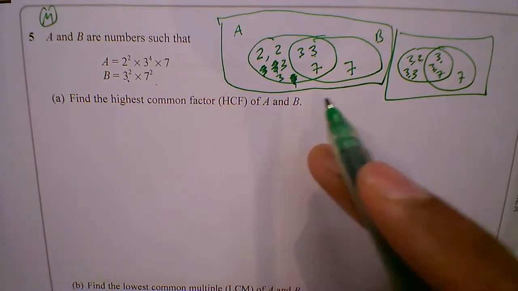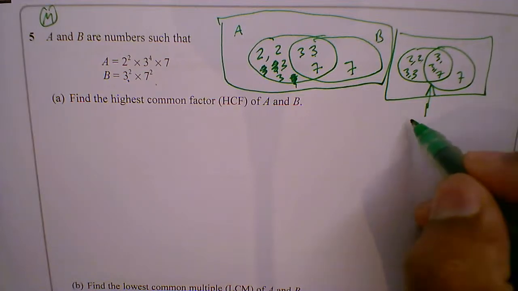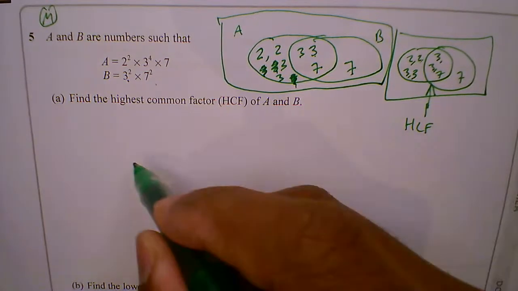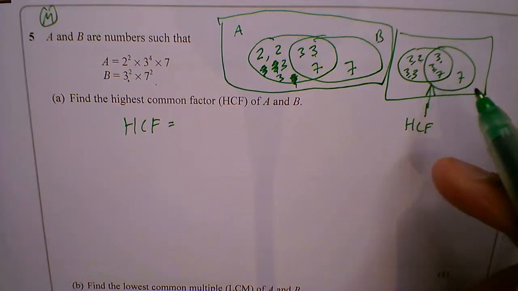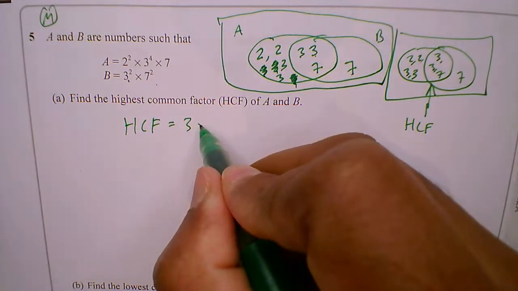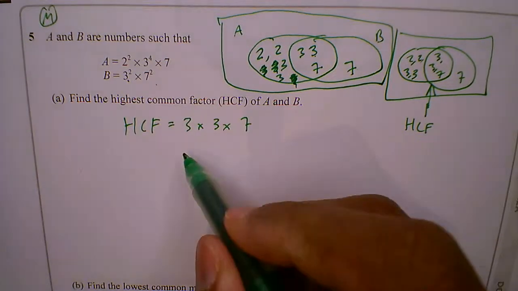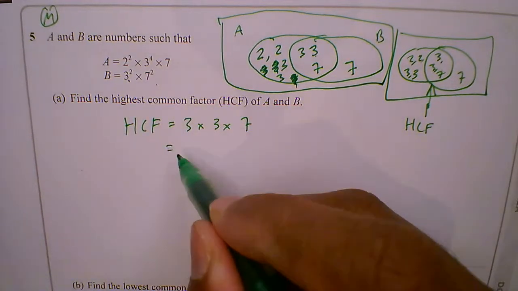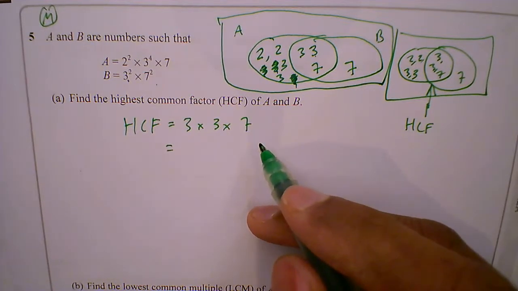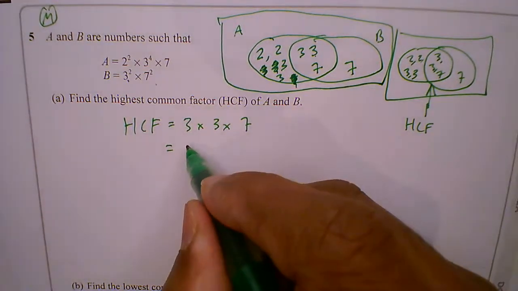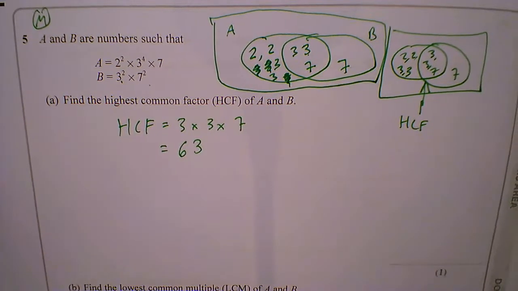Find the HCF of A and B. HCF is the middle part there. That's my HCF. So HCF equals 3 times 3 times 7. You can work this out or use a calculator. 3 times 3 is 9. 9 times 7 is 63. Okay, so that's part A done.